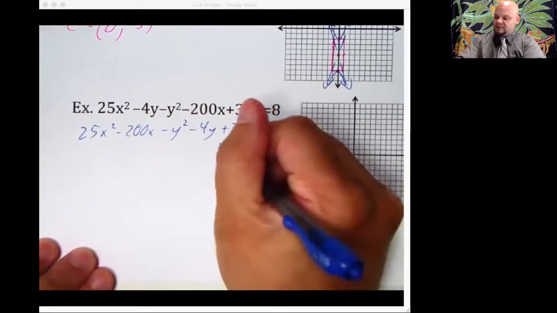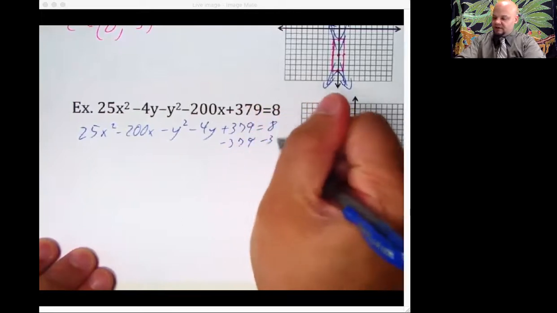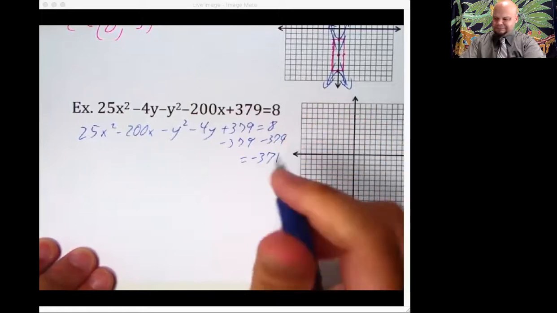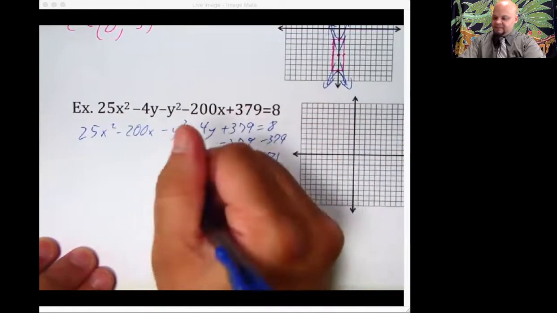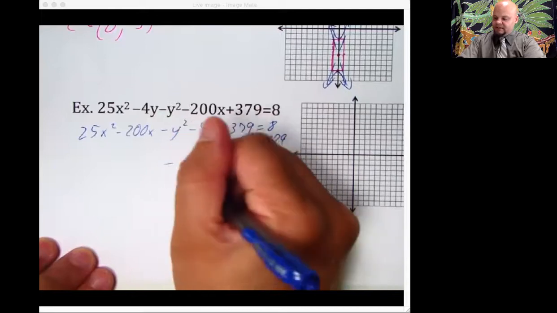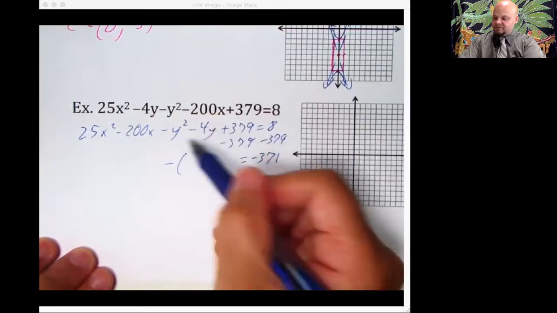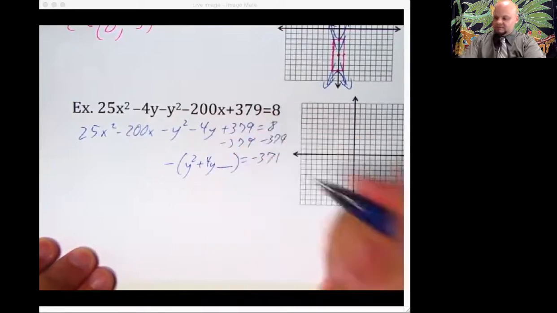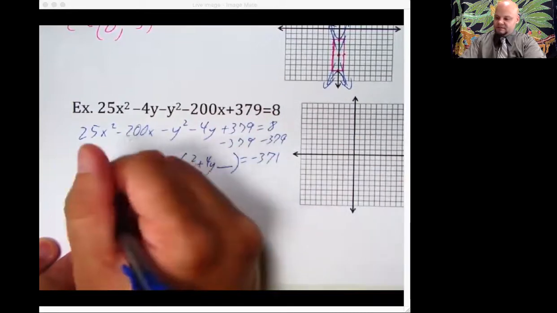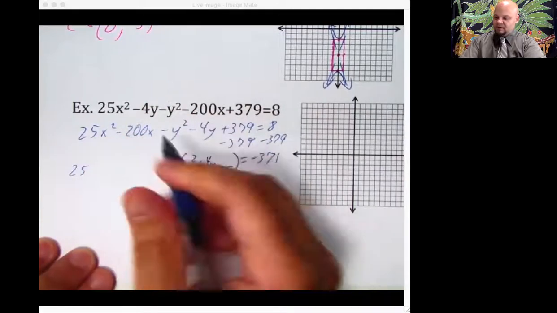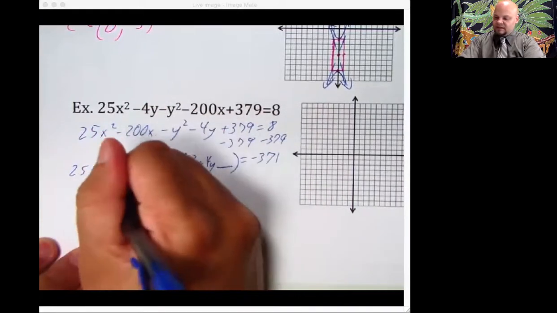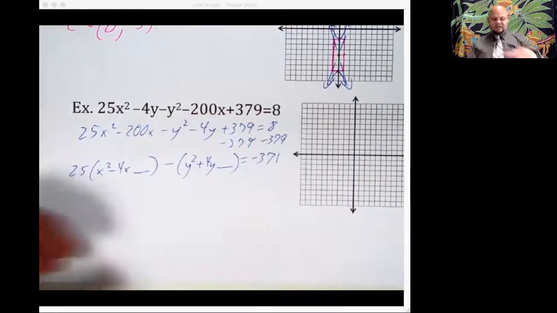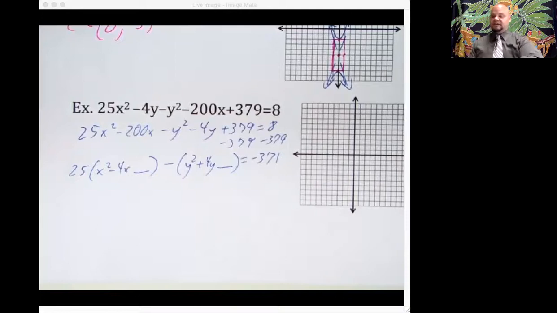Okay, so let's minus that 379 from both sides. It's -371. Okay, I might have messed this up. Let's find out though. And negative, we're gonna pull out that negative from the y squared and the 4y. We've got y squared + 4y in a space. Over here, we've got 25. We're gonna pull out that 25 from both of these guys. We've got x squared - 4x. And a space. Now let's go put some stuff in there.